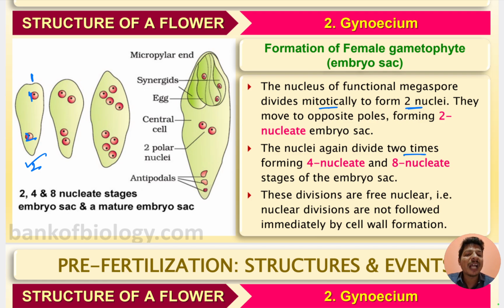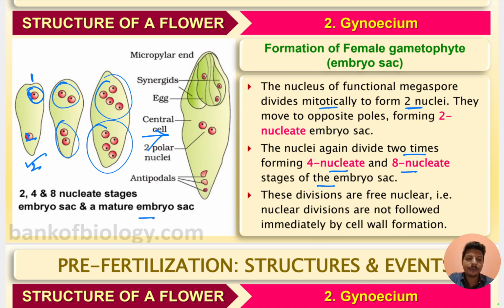The nuclei again divide two times, forming 4-nucleate and 8-nucleate stages of the embryo sac. This one divides again mitotically to form 4 and then again divides to form 8. These are the 2, 4 and 8 nucleate stages of the embryo sac. Then they come to this cell stage, which is called the mature embryo sac. The divisions are free nuclear, that is, nuclear divisions are not immediately followed by cell wall formation.